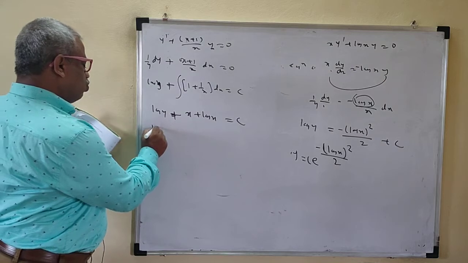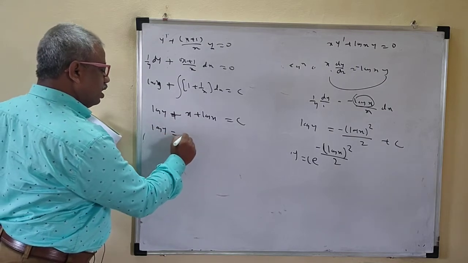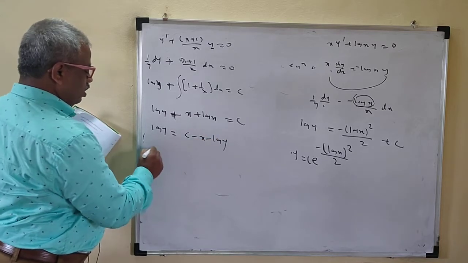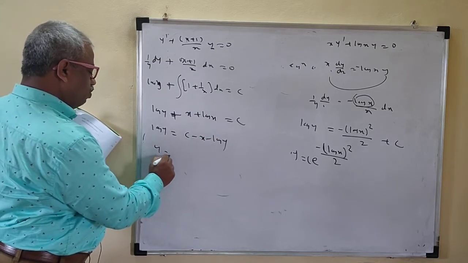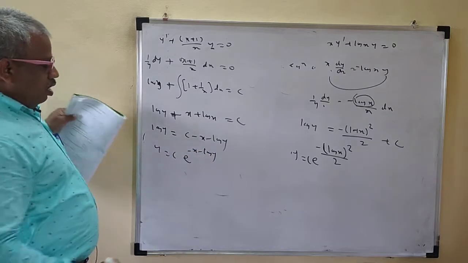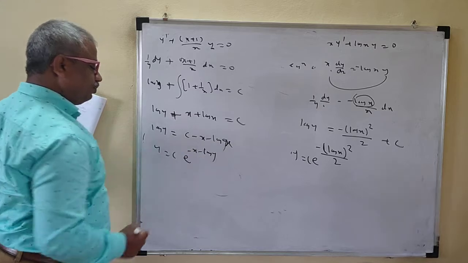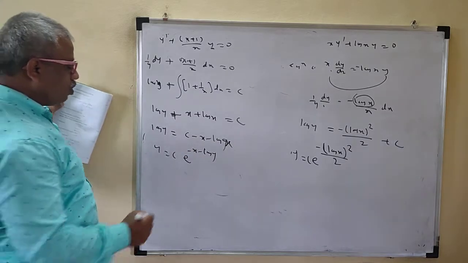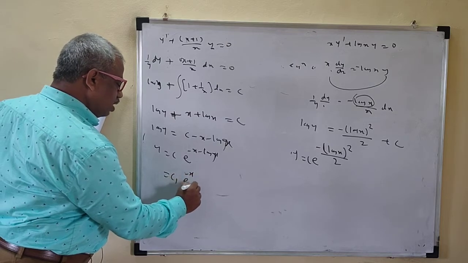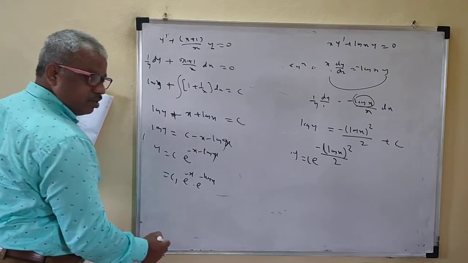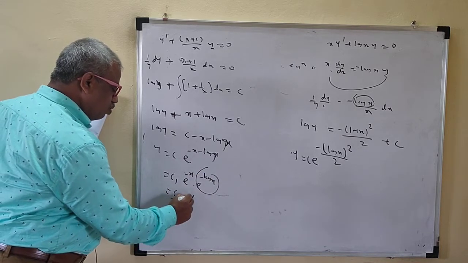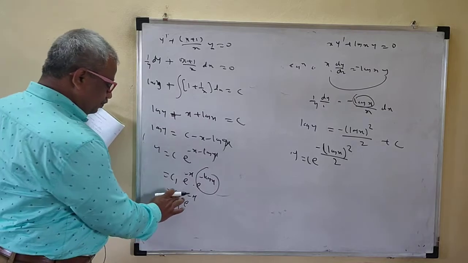If you want, you can write log y is equal to c minus x minus log x. Then you can write y is equal to c e raised to minus x minus log x. So this is also c1 e raised to minus x times e raised to minus log x. But e raised to minus log x is 1 upon x. So y is c upon x e raised to minus x. This is also a solution.